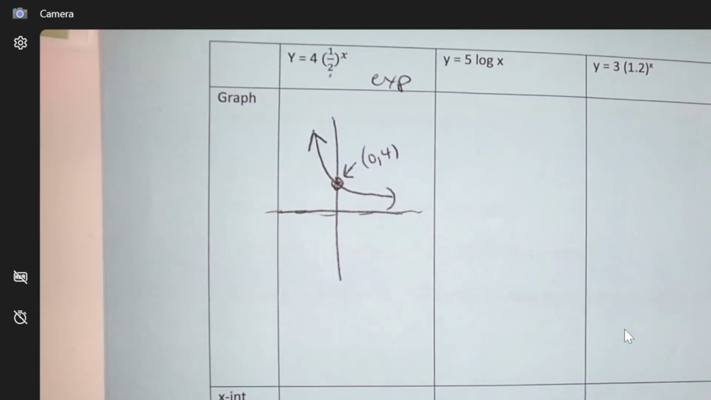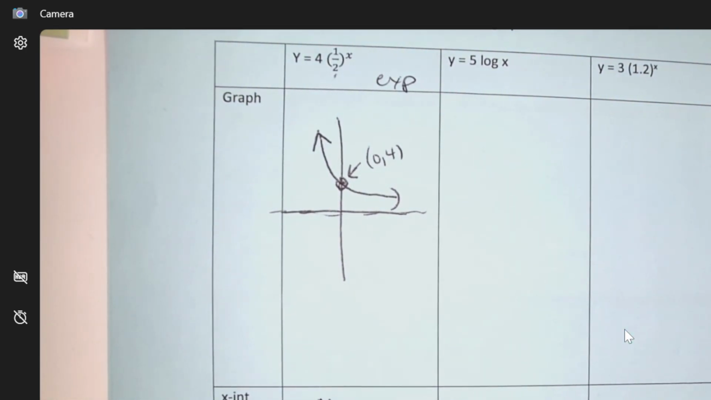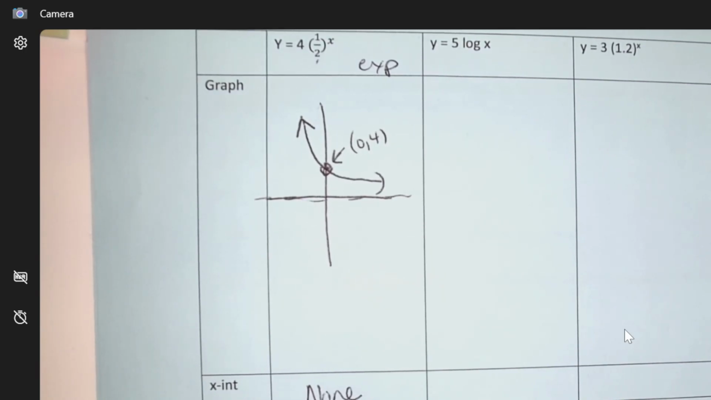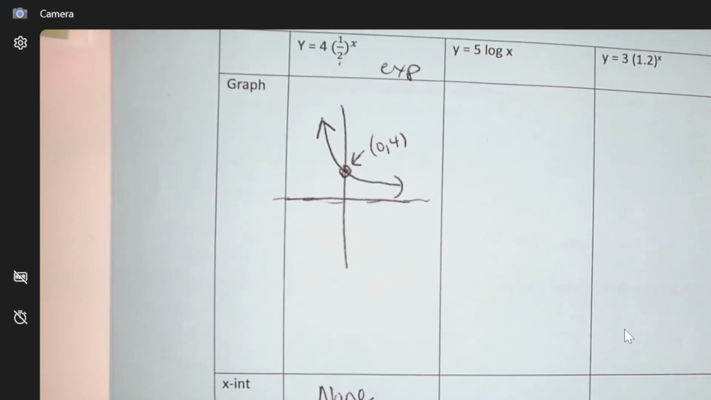Okay, so answering the questions. X-intercept. None. Y-intercept. 4. Range, height. Can we just write 4 for y-intercept? Yeah, that's fine. Range, 0 to infinity. If you put a square bracket on that, I have to give you a point off. It does not touch the height of 0, so don't put square.